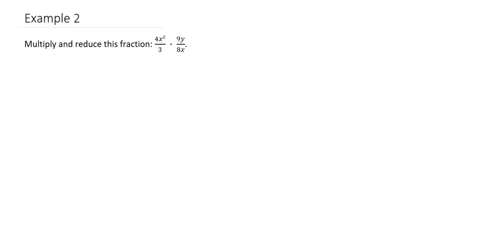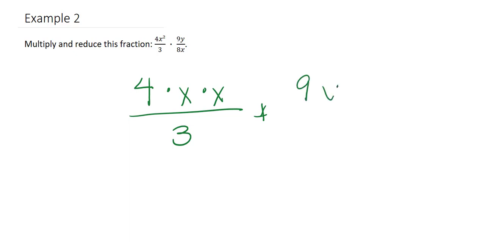Example 2, we're going to multiply and reduce this fraction. So let's go ahead and rewrite this. And I'm always going to write out the exponents rather than showing x squared. I'm going to go x times x, and then over 3, and then we're going to go 9y over 8x. So let's go ahead and reduce before we even multiply.